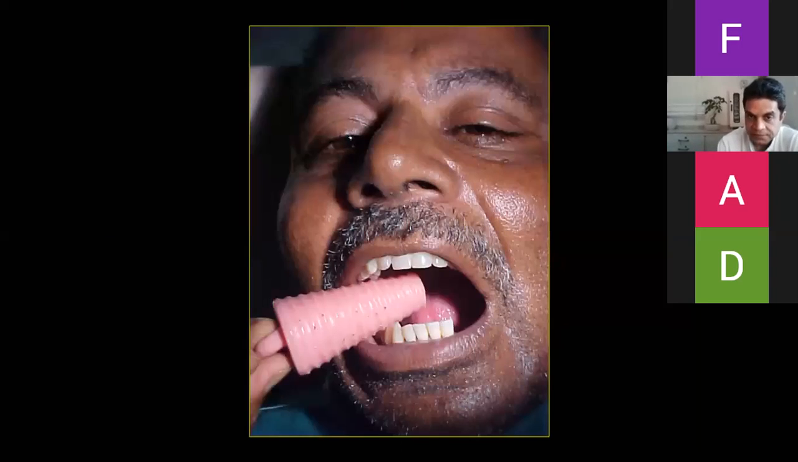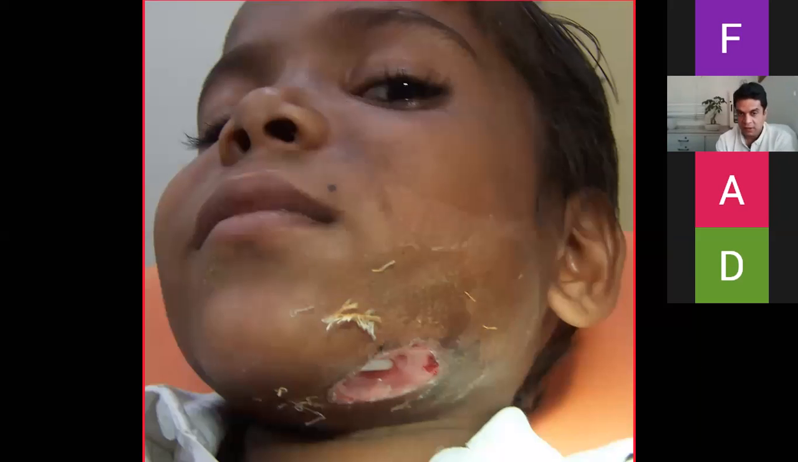Another important aspect of space infection is the management of trismus. See, you might drain the abscess, but still, because of the localized irritation, the muscles are in spasm. So the patient has to do active physiotherapy to keep his mouth open.